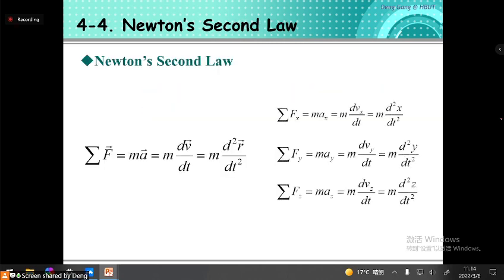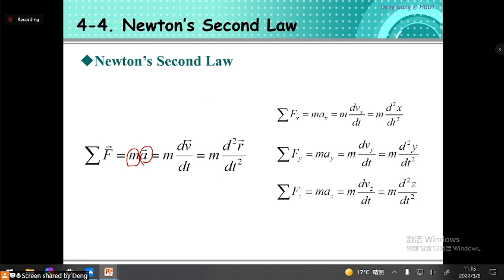That's the second law. The second law actually helps us to know what the force is, because we have defined the mass, and we already know what the acceleration is. So according to Newton's second law, what is the force? Force is the mass times the acceleration. The mass times the acceleration is the force. So that helps us to define the force.